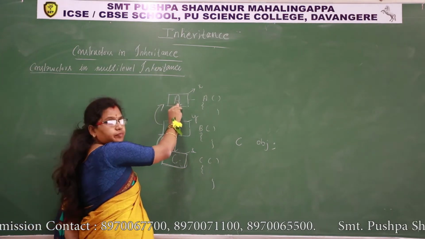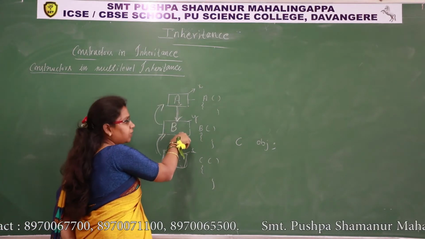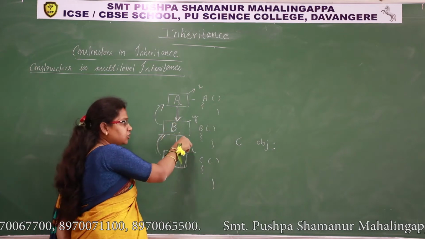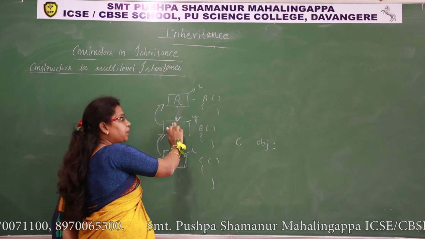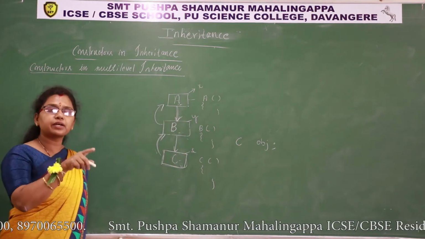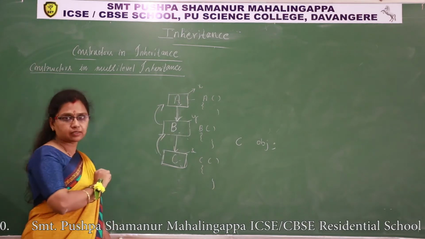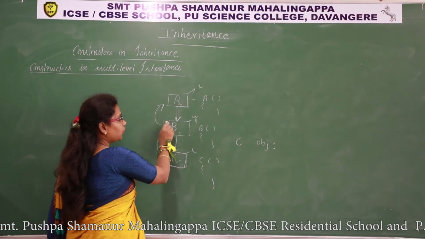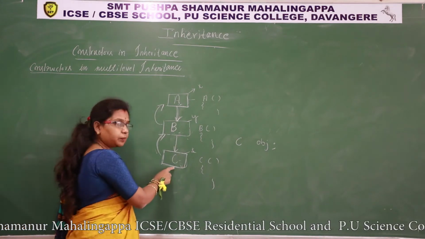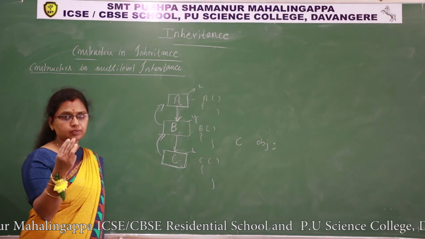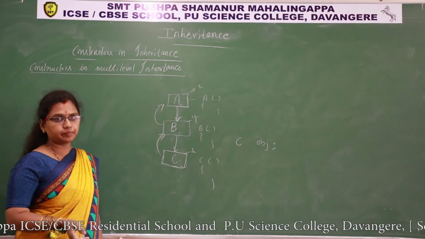Class A. Understood? So class B, its data member is y. It has to initialize the value to its data member, and also it has to pass initial value to its parent class. Who is the parent class here? Class A is the parent class. So how many parameters does it require? Class B, 2 parameters. Class C, how many parameters? 3 parameters. One for class C and 2 for class B and class A.